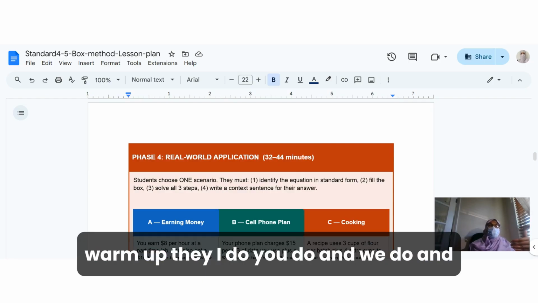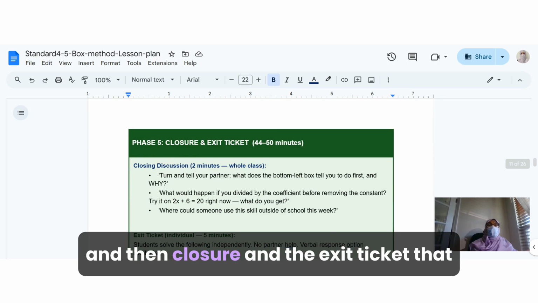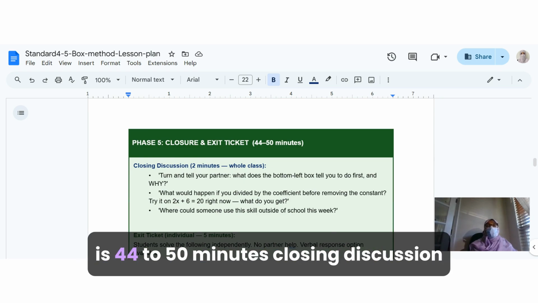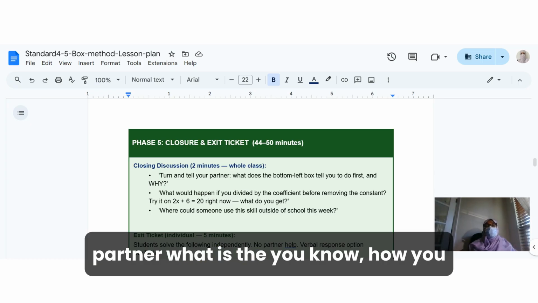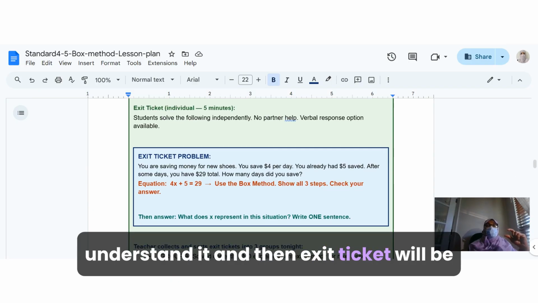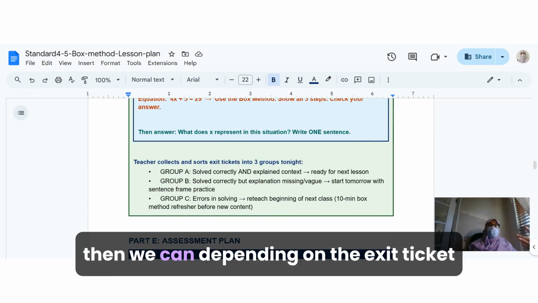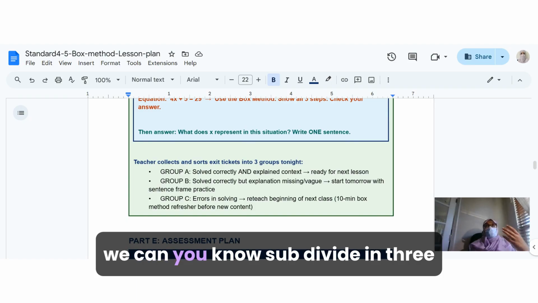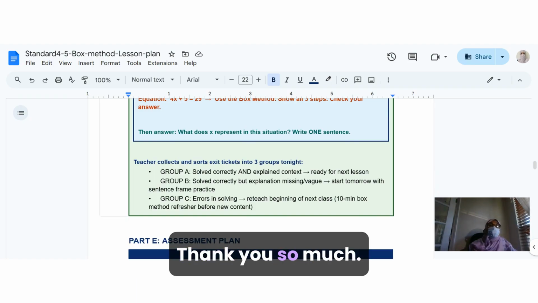After warm up, the I do, you do, and we do. And real world application, 32 to 44 minutes. And then closure and the exit ticket, that is 44 to 50 minutes. Closing discussion, 2 minutes, whole class. And tell your partner how you understand it. And then the exit ticket will be 5 minutes. They will be doing a small exit ticket. And then depending on the exit ticket, we can subdivide into 3 groups, and see how we can reteach those things. Thank you so much.